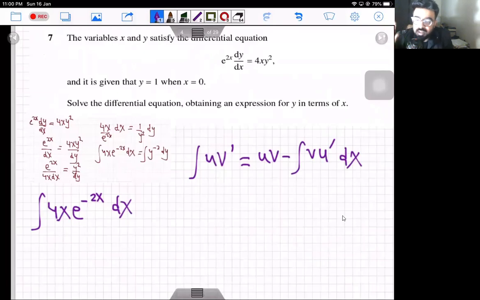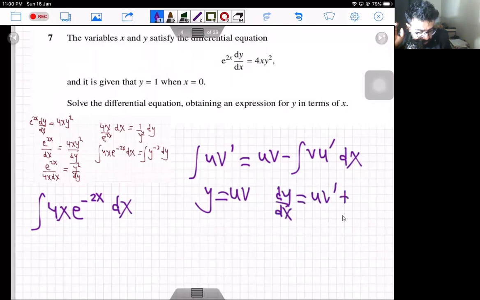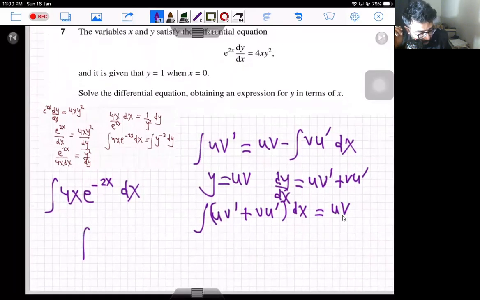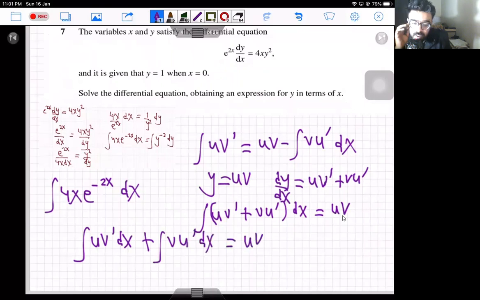The proof of this is just the reverse process of differentiation by the product rule, because when y is equal to u multiplied by v, dy over dx is equal to uv dash plus vu dash. Since integration is the reverse process of differentiation, when we integrate uv dash plus vu dash with respect to x, we will get u multiplied by v. This is exactly the same as saying I am integrating uv dash with respect to x plus the integration of vu dash with respect to x, and this will be equal to uv.